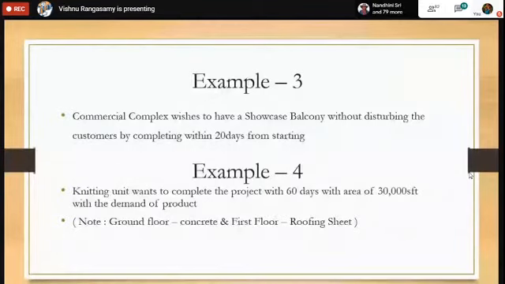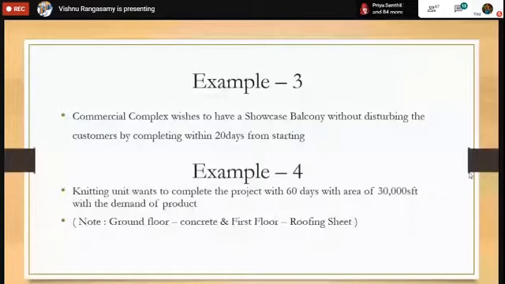with the area of 30,000 square feet, with the demand of product. So it is a storage unit where they brought some products from the market. They want to store them. So you cannot store some other product somewhere, and when it is needed, you cannot bring it in. So the transportation cost becomes high. Anyway, you are going to complete the knitting unit there. If you complete within 60 days, the transportation cost will be reduced.